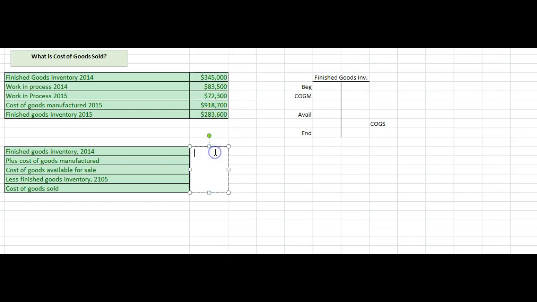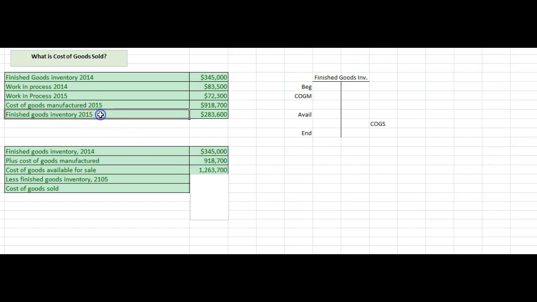So let's start at the beginning. What was our cost of goods sold? Well, at the beginning of the year, we had $345,000 in finished goods. Plus, we added cost of goods manufactured, $918,000. So we put that down there. And if you add those two together, that was the total amount of goods you had available. Because we started with this. We added this, so that's our available.